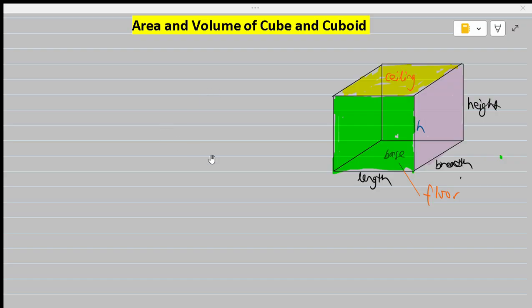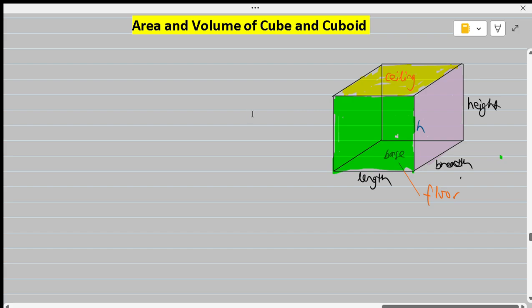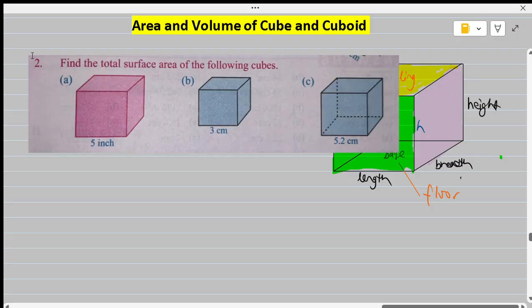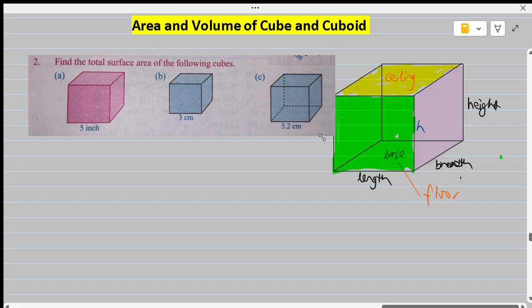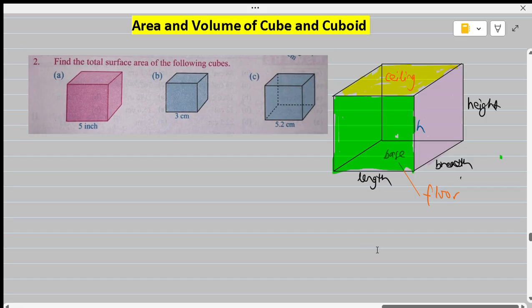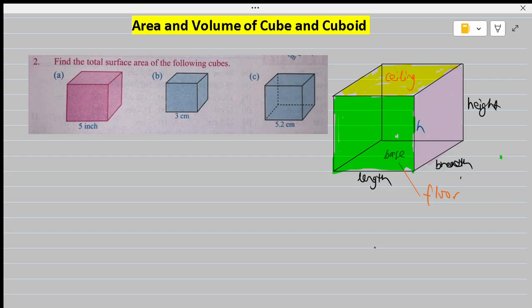Okay, so let's go with number 2 here. Okay, so we are asked in number 2 to find the total surface area of the following cubes. Right, so the cube we haven't discussed, right? So let's identify the formula first.